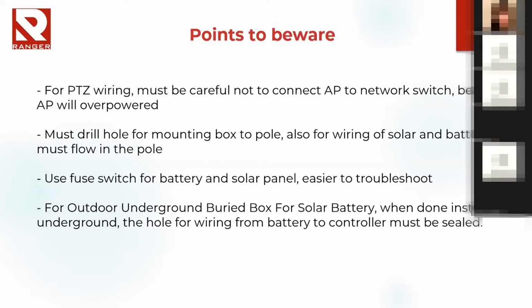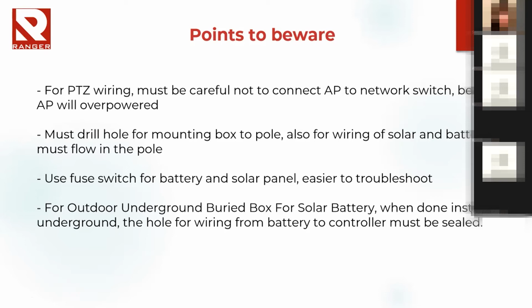Okay, for mounting the box to the pole, you must drill. You must make a hole for the wiring connection, because the wiring will be stored in the pole. Then to mount the box, you must use a 12-inch U-bolt to hold the box to the pole. Okay, for the battery and solar panel, you must use a fuse switch because it is easier to troubleshoot, and there is no risk of a short in the cable.